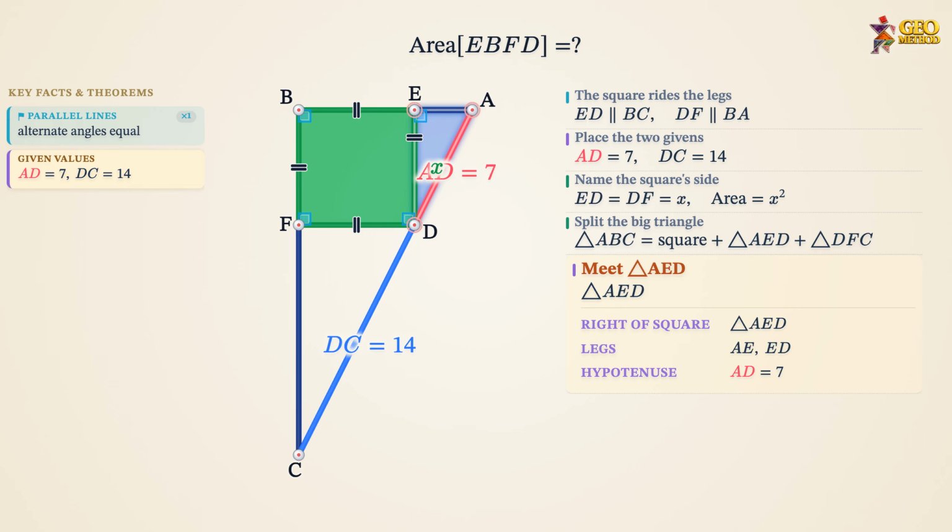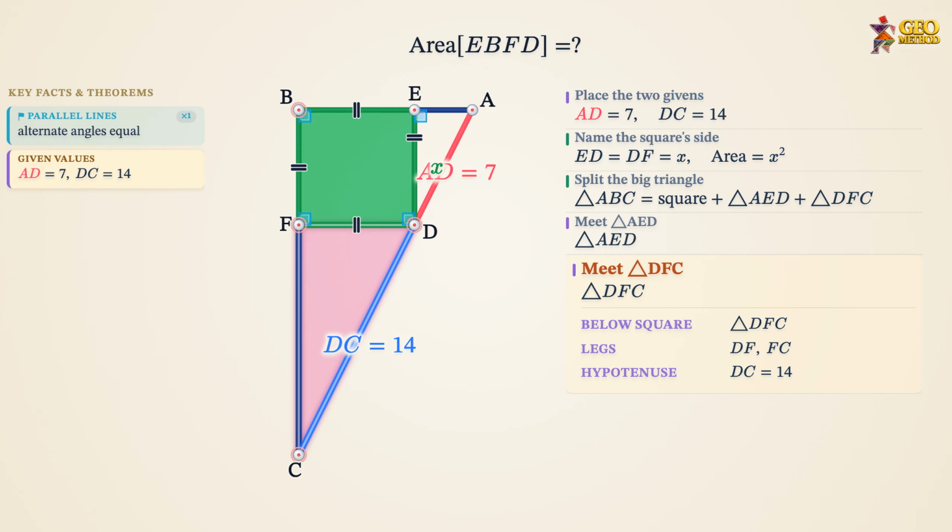To the right of the square sits the small triangle AED, sharing the square's right edge segment ED. Its short leg segment AE extends to the right along the horizontal leg toward corner A, and its hypotenuse is the given length segment AD equal to 7. Below the square sits the small triangle DFC, sharing the square's edge segment DF. Its long leg segment FC stretches downward along that leg toward corner C, and its hypotenuse is the given length segment DC equal to 14.